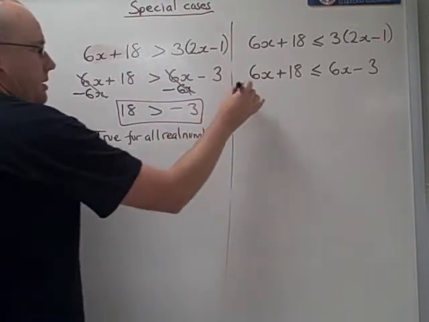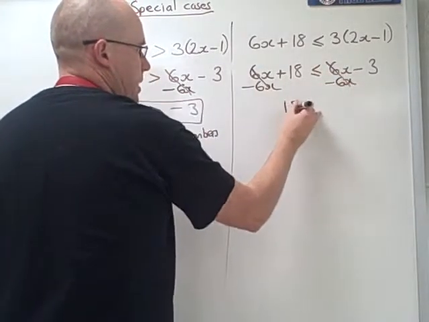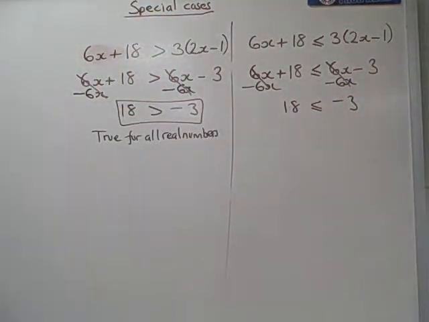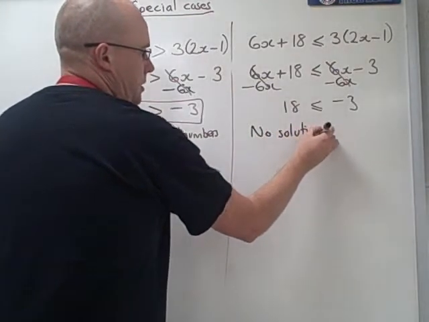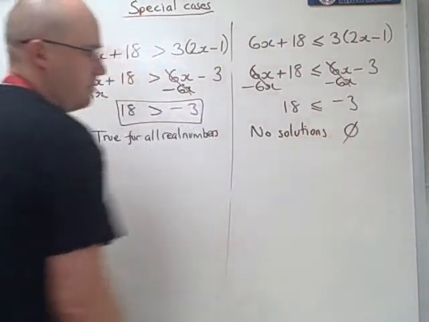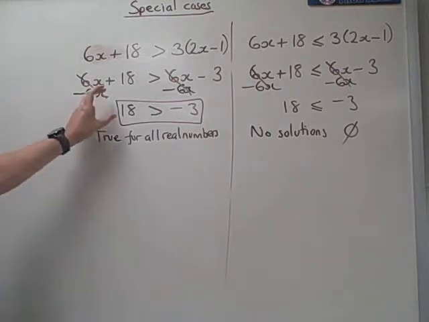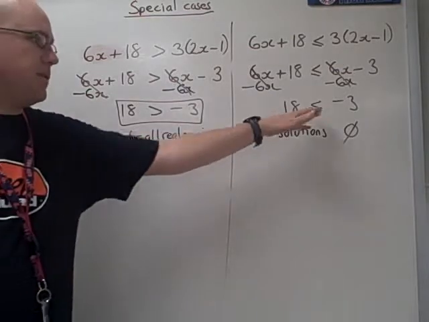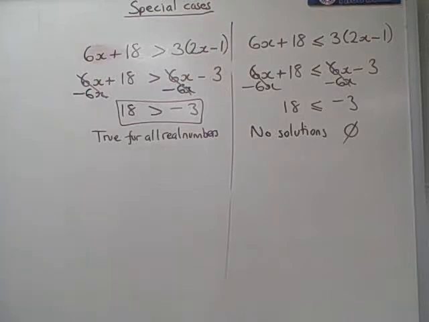Now if we do the same thing on the right hand side, take away 6x, take away 6x, then we get 18 is less than or equal to -3. Well, that's not true, because 18 is greater than -3. So what we can actually say for this one is, we can say no solutions, or we could use that symbol again called the empty set. So we have to look for answers, see if they're sensible or not. If something is true for all values, we can say it has infinite number of solutions. But if a statement does not make sense at all, then we can say there are no solutions, because obviously 18 is never less than -3.